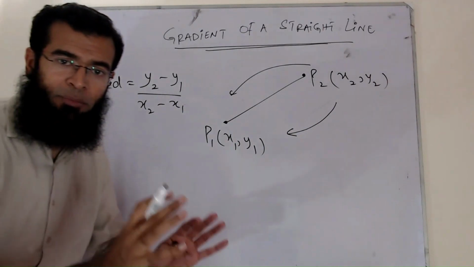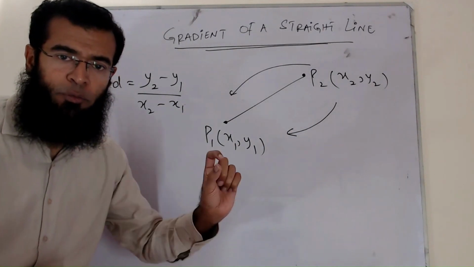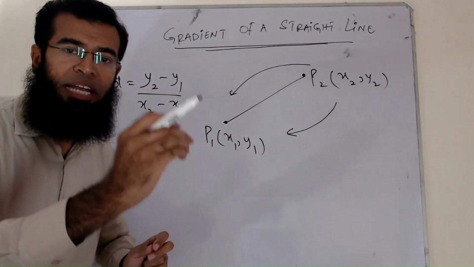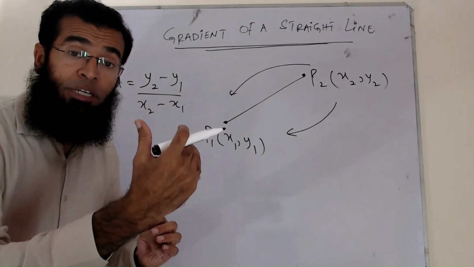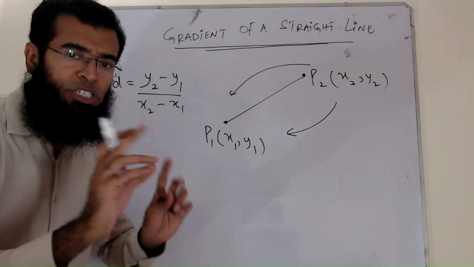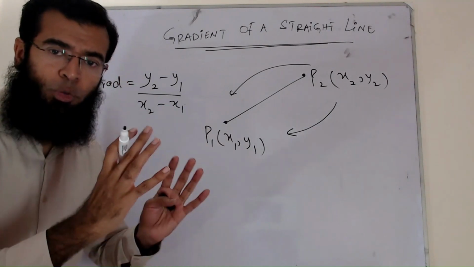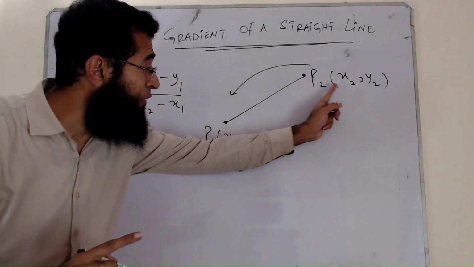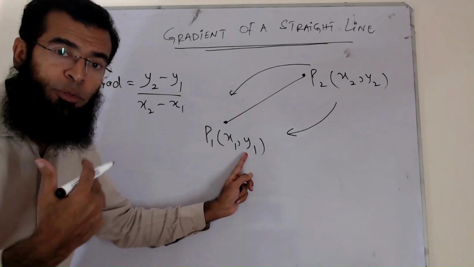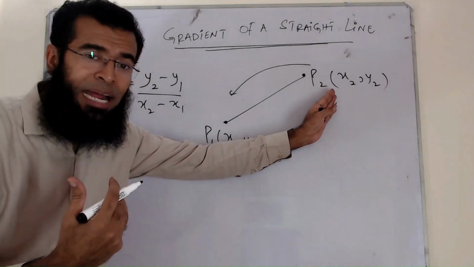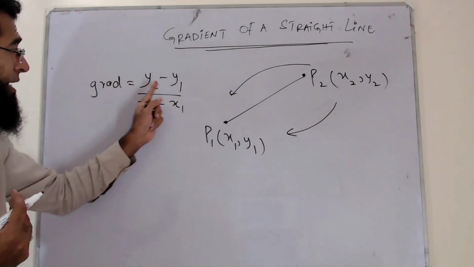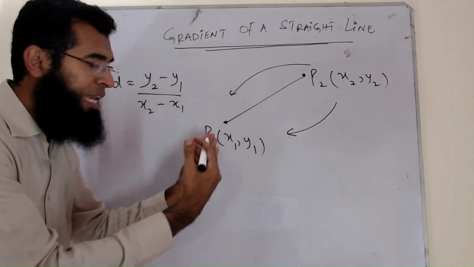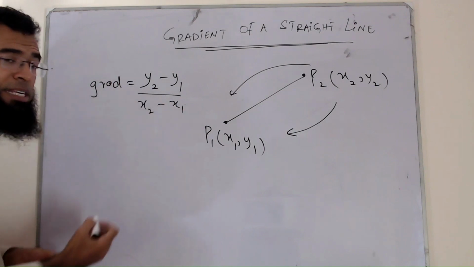I hope I am very clear. It is a very simple, straightforward formula. The formula to calculate the gradient of a straight line, provided you're given any two points on the straight line. You just need two points on a straight line to calculate the gradient. So what is the formula? The difference in the y coordinates. And what do you mean by difference? You need to subtract the y coordinates. So y2 minus y1 divided by the difference in x coordinates, so over x2 minus x1.